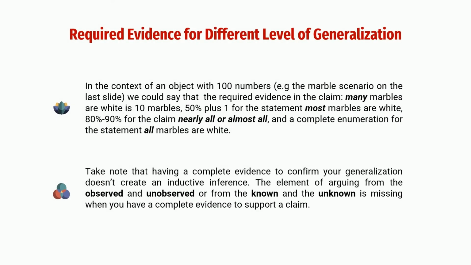We should know the concept behind the required evidence for different levels of generalization to make us literate about a certain topic. In the context of an object with 100 numbers, for example the marble scenario on the last slide, we could say that the required evidence for the claim "many marbles are white" is 10 marbles, 50% plus 1 for the statement "most marbles are white", 80% to 90% for the claim "nearly all" or "almost all", and a complete enumeration for the statement "all marbles are white."